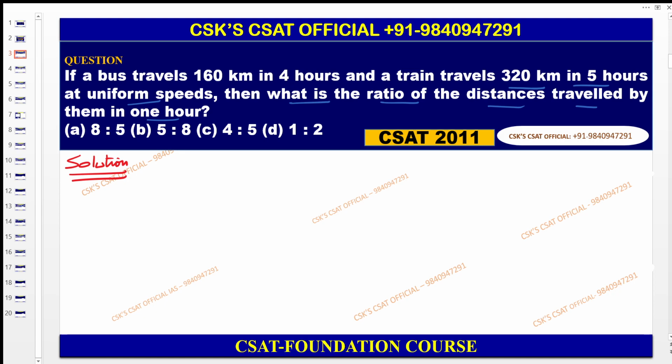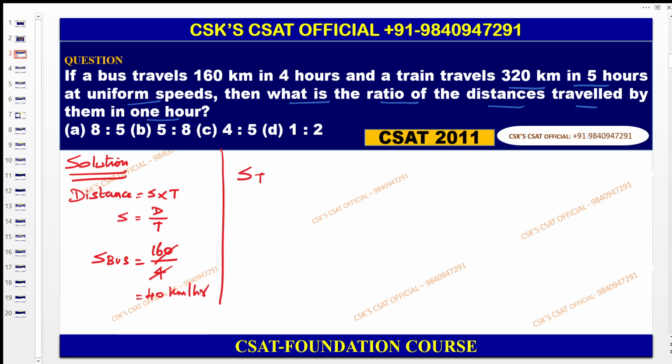They have provided you the distance traveled. Okay, so you know the concept. Distance is equal to speed into time. Speed is equal to distance by time. Then automatically you can calculate the speed of the bus. The speed of the bus is equal to 160, distance, time here is 4 hours. You can cancel this one. 40 km per hour.